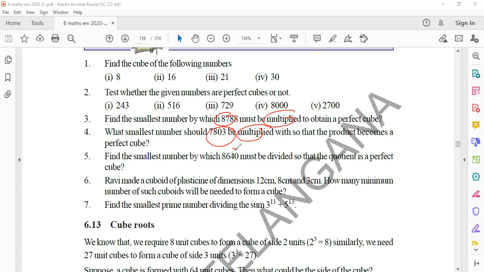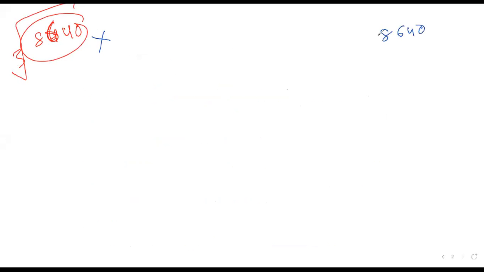Now here, what number should be divided? I told you the process of how you should make it a perfect cube. Let us take the number 8640. The procedure will be the same. Let us find what number you should divide by. This is not a perfect cube. So first you take 8640 and start doing the factorization. I hope it's very clear how to do it for the given questions. Am I clear or not?